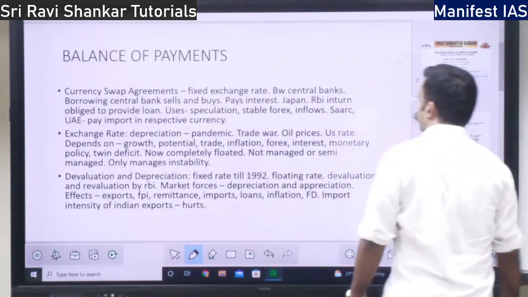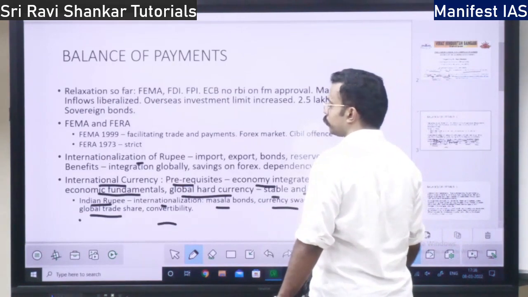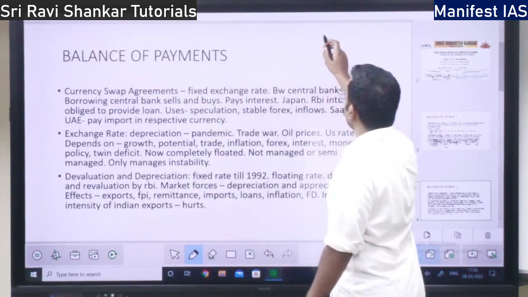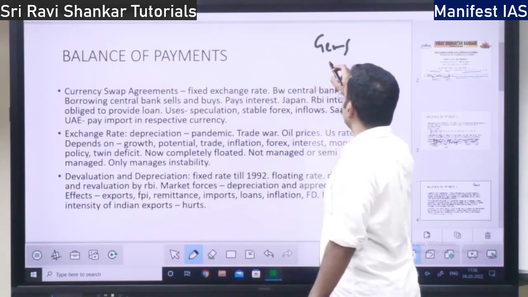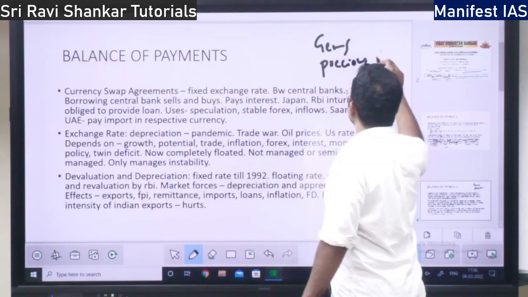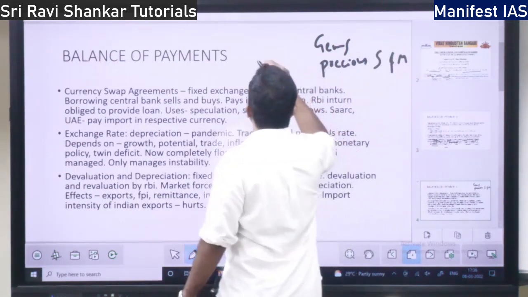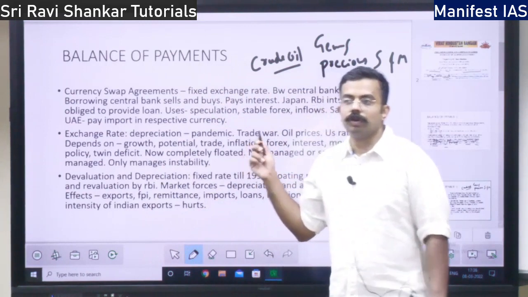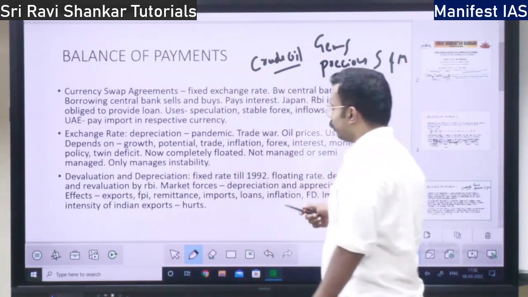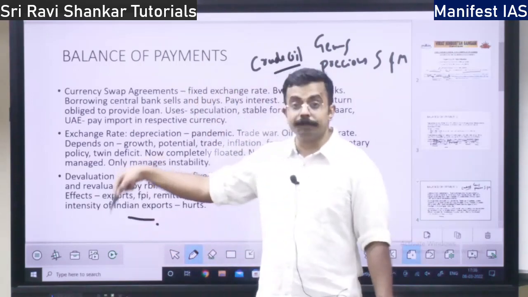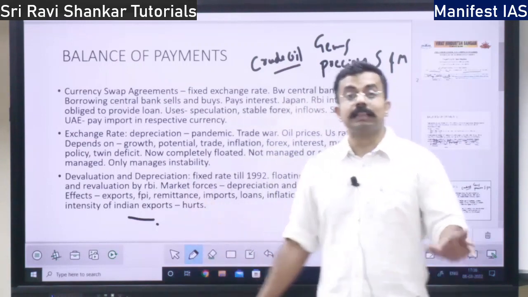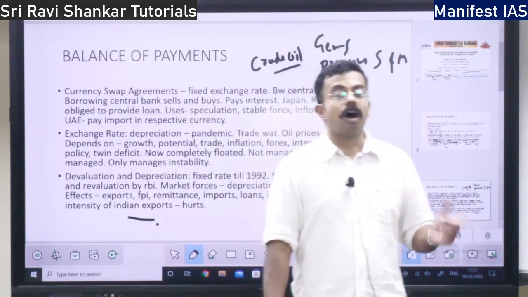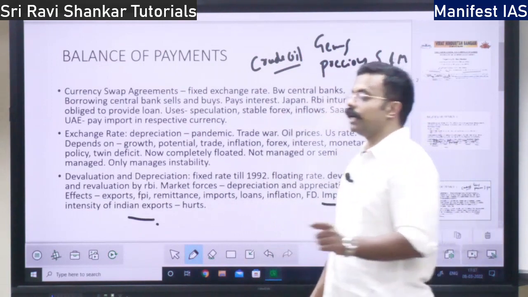See, import intensity of Indian exports means we are importing raw gems, precious stones and metals, and also we are importing crude oil, right? So we are going to refine this and export, right? So whatever the exports are, they are based on imports. First we import them, then we refine and export. That is called import intensity. It means how much Indian exports are dependent on imports. How much percentage of Indian exports are dependent on imports, right?